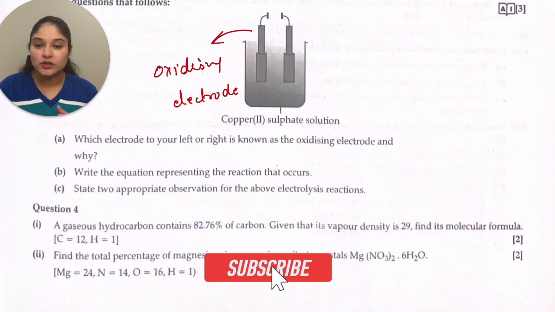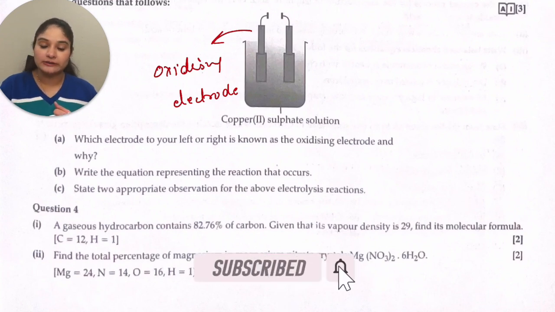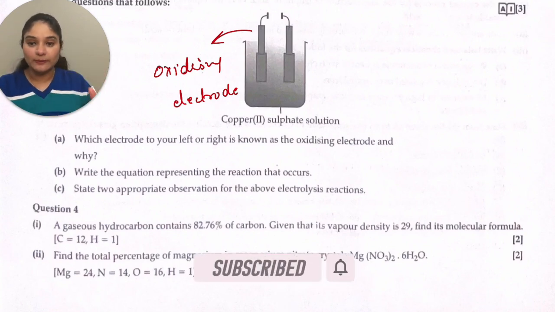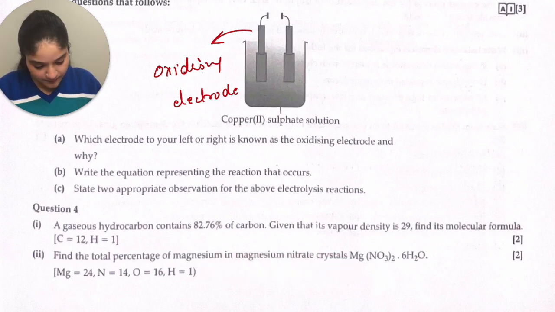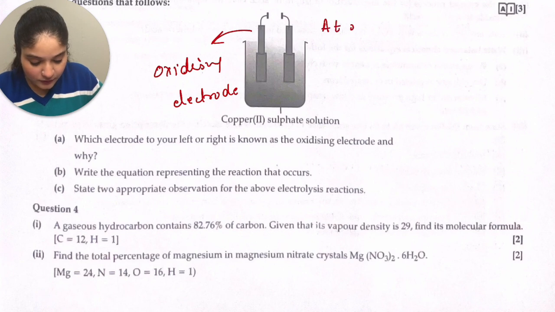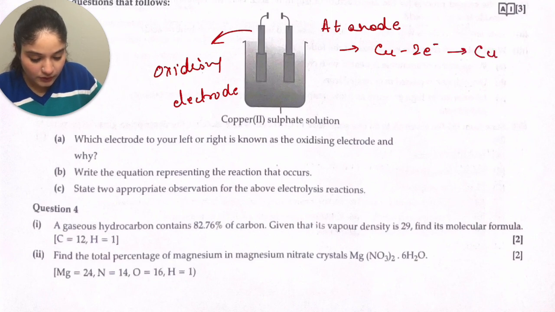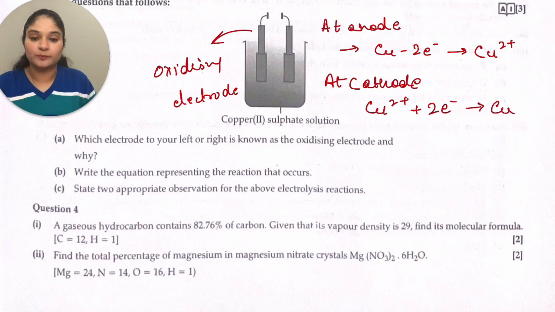Write the equation representing the reactions that occur. So we'll write both of them, what is happening at cathode and what is happening at anode. Let me write that. Use this space. At anode, you'll say Cu minus 2 electrons gives you Cu2+. At cathode, you will have Cu2+ plus 2 electrons giving you Cu.